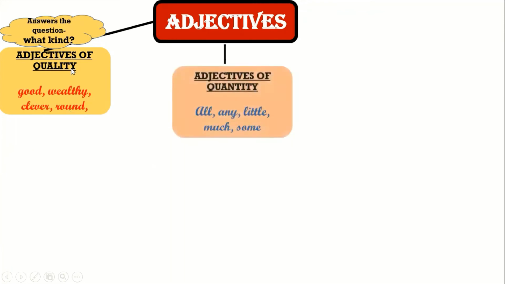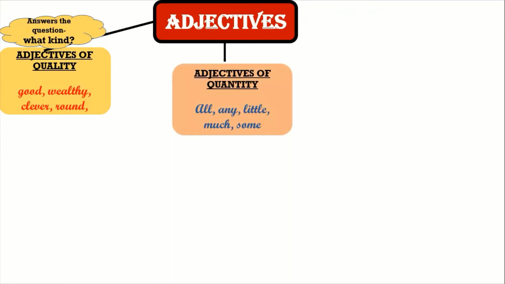Next thing, adjectives of quantity. Quantity means there's no specific number to it, for example: all students, I didn't eat any bread, I drank little water, much, some, I ate some rice. All these come under adjectives of quantity. It answers the question how much. How much did you eat? I ate little rice. So that answers the question how much.